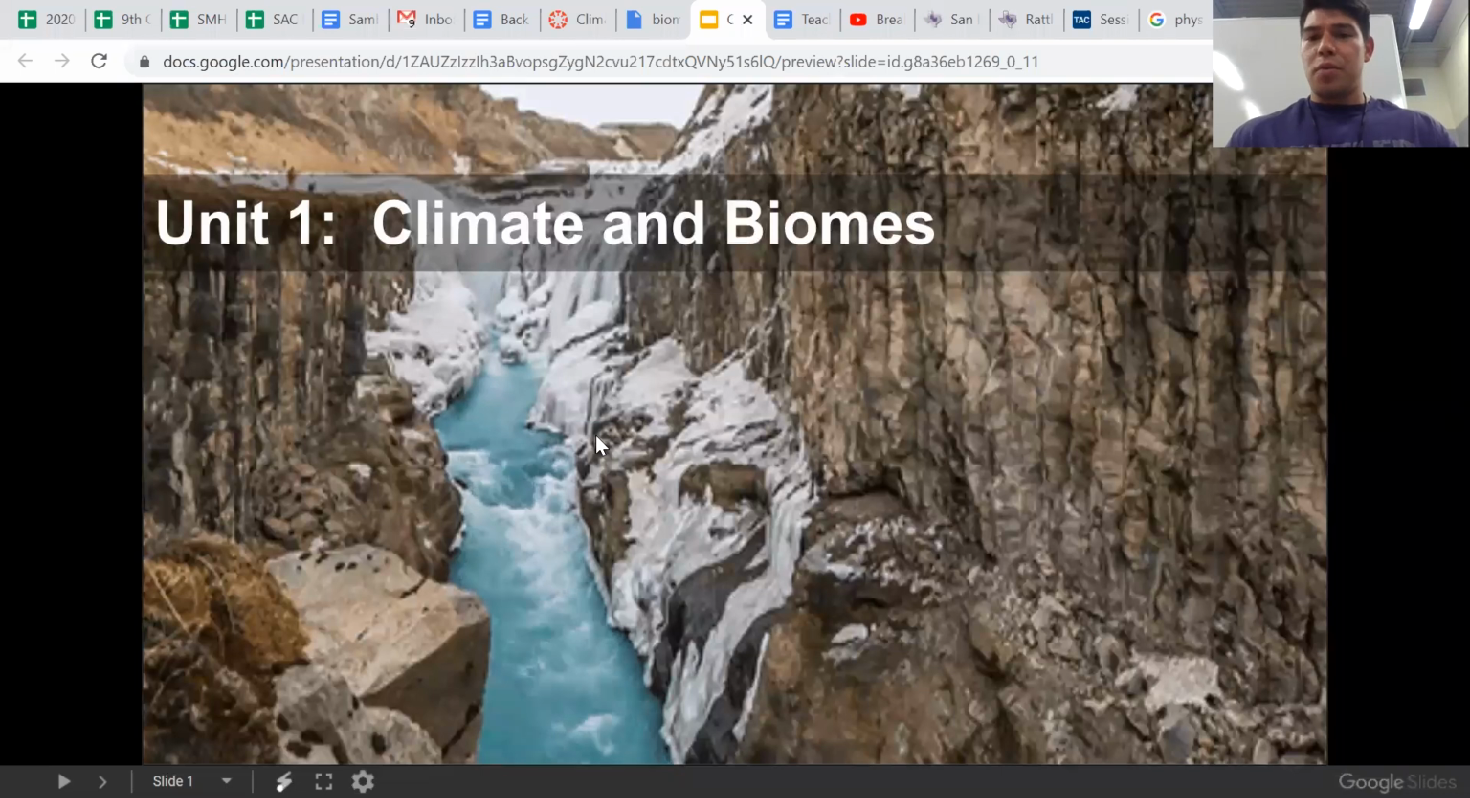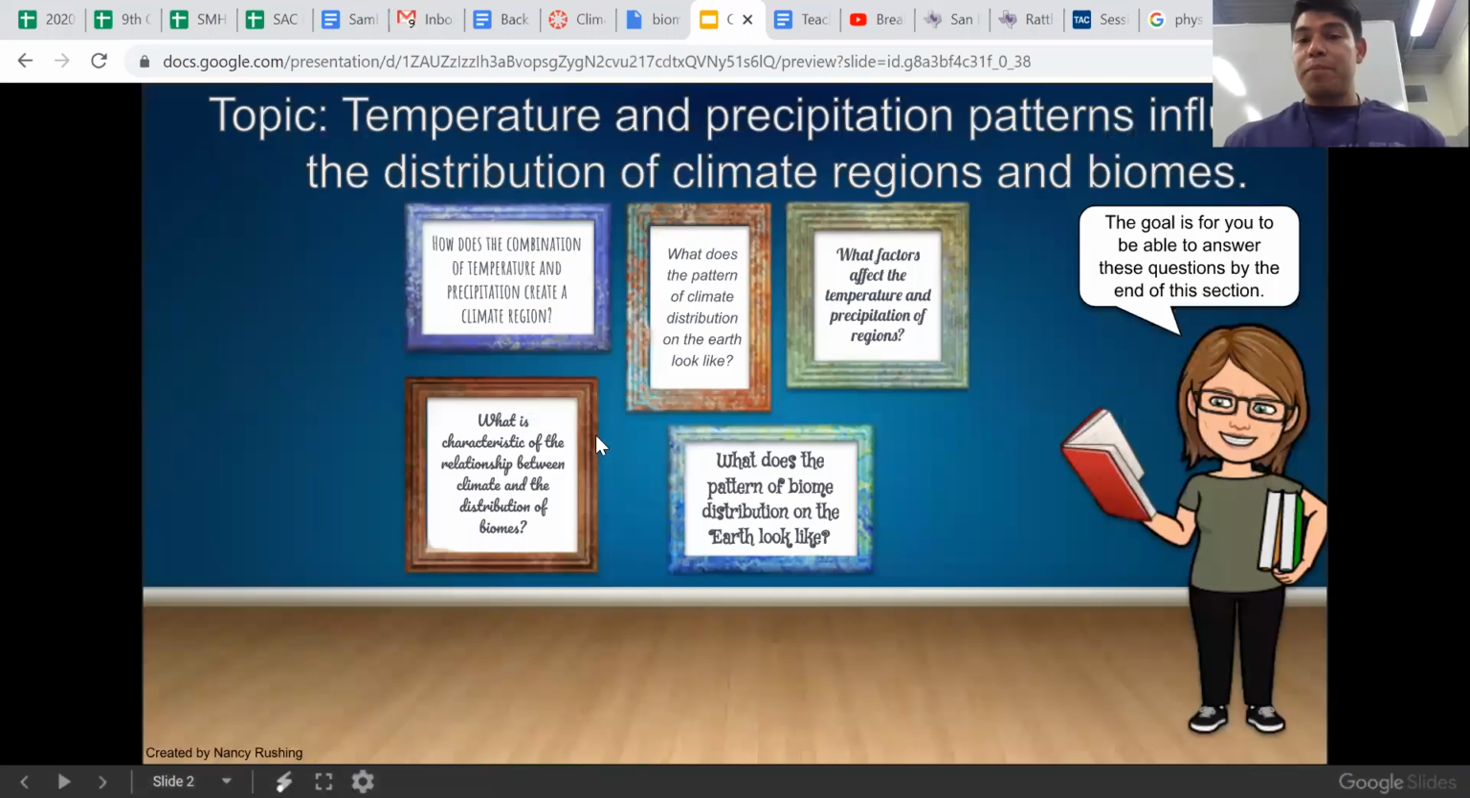So let's go ahead and go through this together. We're going to go through the slideshow together because it has the majority of the information. The first thing comes to temperature and precipitation patterns, how they influence climate regions. The first thing you've got to understand, guys, is climate, again, is a certain weather.